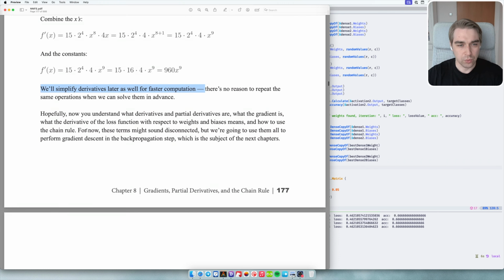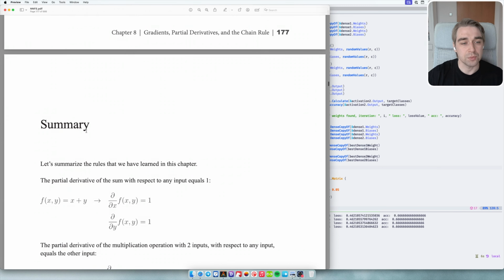Hopefully now you understand what derivatives and partial derivatives are, what the gradient is, what the derivative of the loss function with respect to the weights and bias means, and how to use the chain rule. For now, these terms might sound disconnected, but we're going to use them all to perform gradient descent in the backpropagation step, which is the subject of the next chapter.